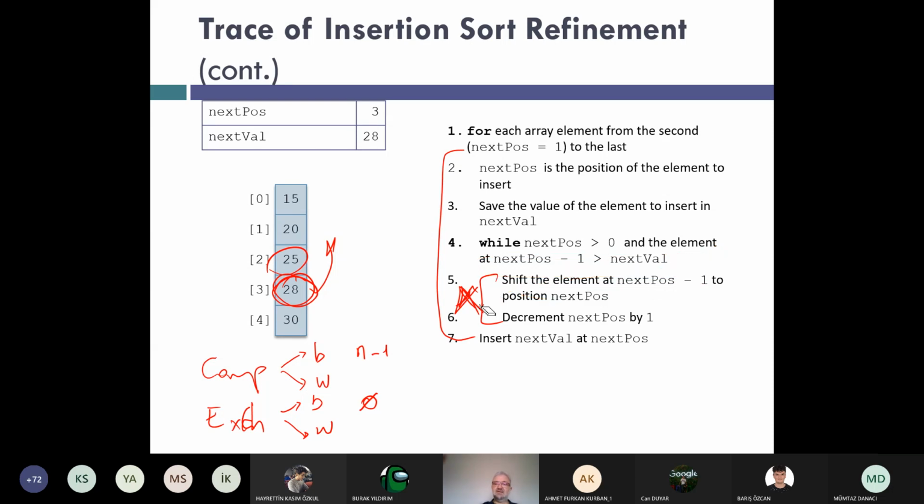In the worst case, the while loop is terminated because of this condition. This condition happens when the value here is inserted in this sorted array, and all the array elements have to be shifted, right? And the element put aside should be inserted in this position.